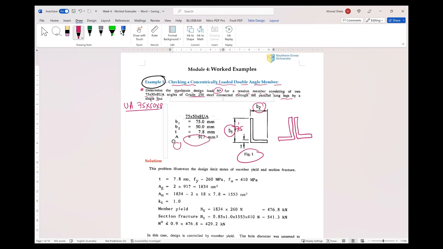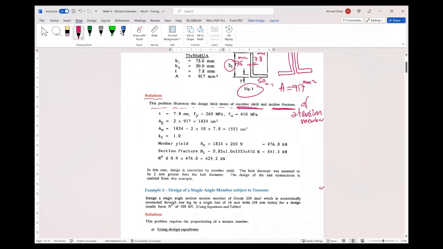And this is the dimension of the unequal angle, where B1 is 75 millimeter, B2 is 50 millimeter. The thickness is 7.8 millimeter, and the area of the cross section is 917 millimeter square. So this problem illustrates the design limit states of member yield and section fracture of a member under tension. Okay, so this is the information from the example.